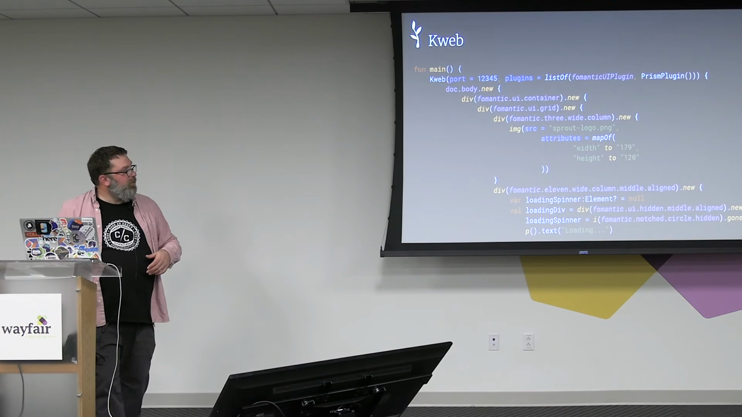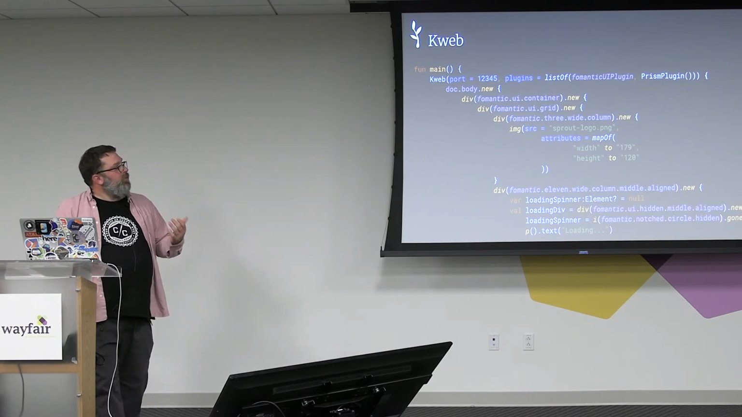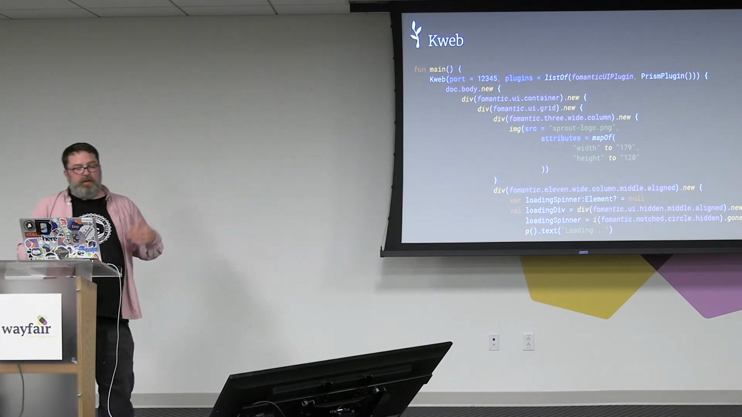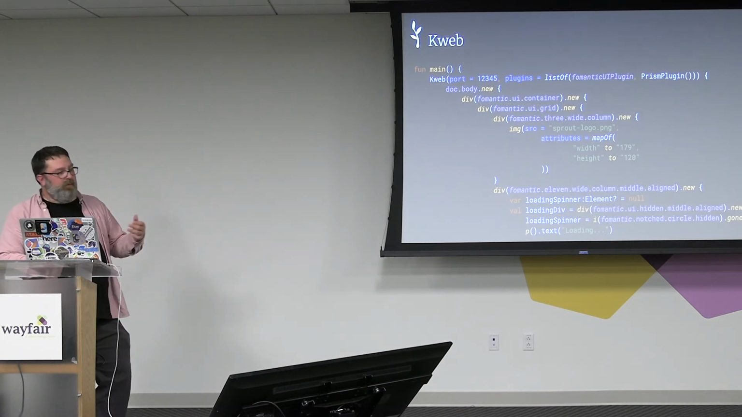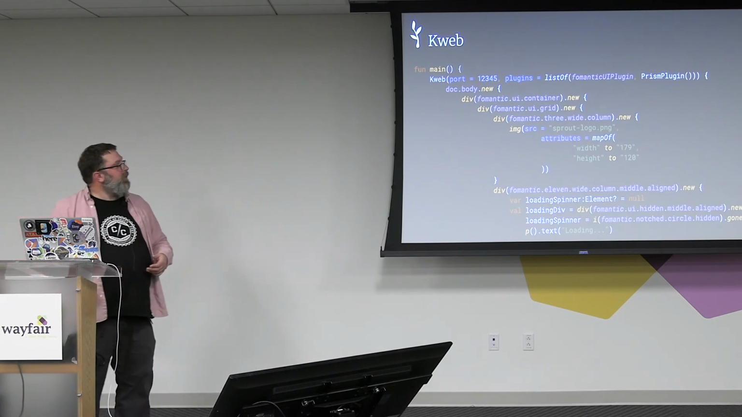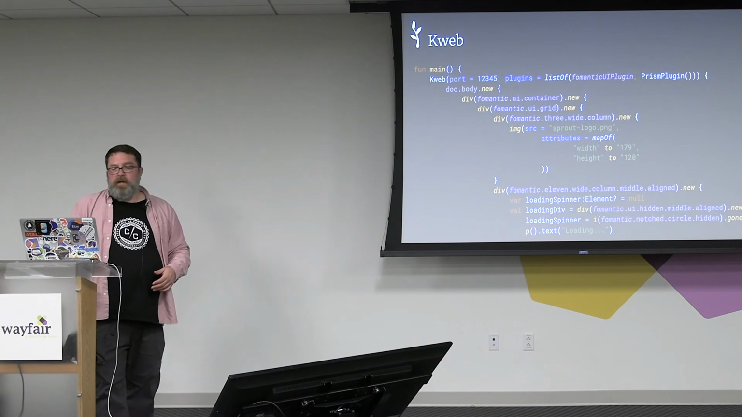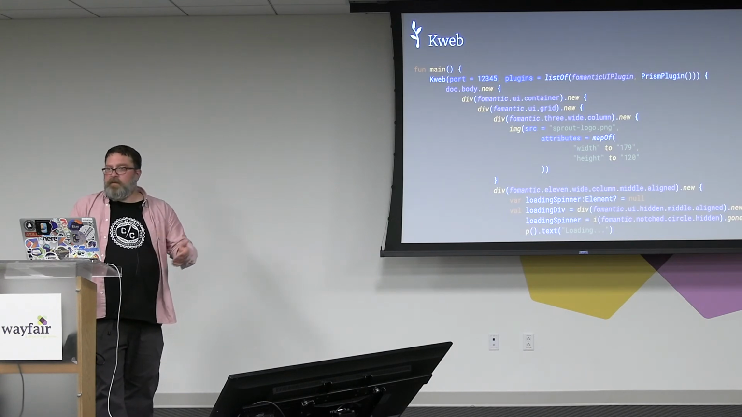Don't worry if you can't read this. I'm showing this to give people an idea of what the ergonomics look like. You can see divs and image tags and italics tags and things like that. And this is basically how you render your UI. It's really nice and declarative and functional and reactive.